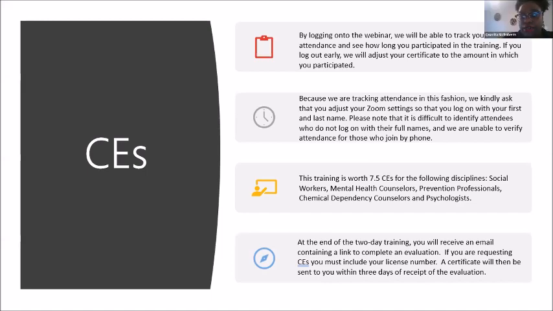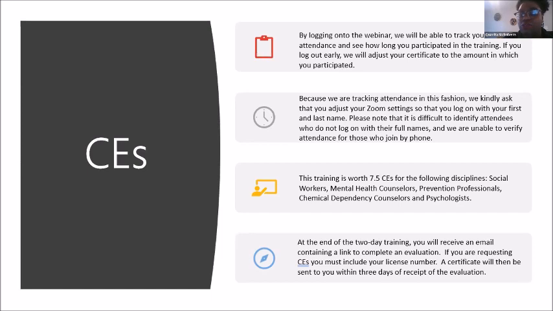This training, we're currently working out the exact number of CEs that it is available for, as we have had a difference in scheduling, but we will make sure to have that information to you by the end of day two. But it is for the following disciplines: social workers, mental health counselors, prevention professionals, chemical dependency counselors, psychologists, and of course, certified peer supporters can use this towards their certification.